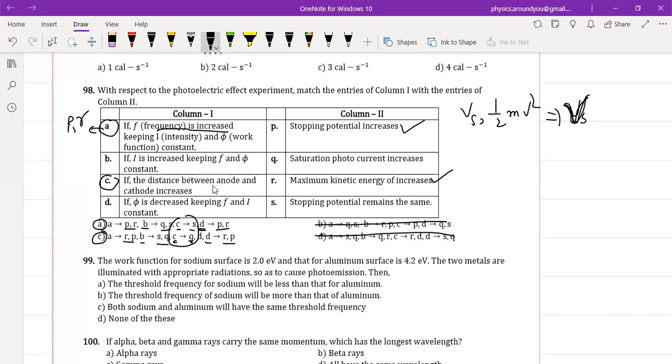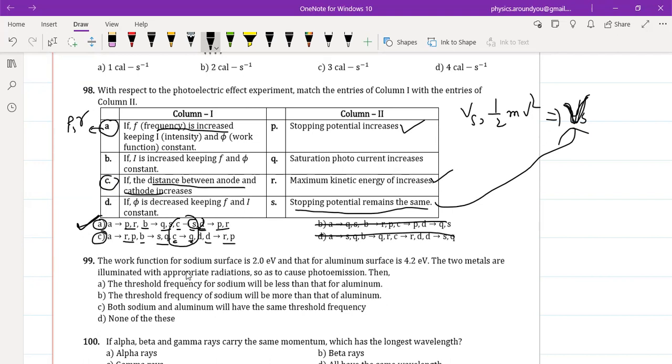C says if the distance between anode and cathode increases, then we look at choice S. Will stopping potential remain the same? Absolutely yes, because stopping potential depends only on the frequency and it doesn't depend on the distance between anode and cathode. We have hit the jackpot because C is correctly matched with S, straight away I can say that A is the right option. I did not go through B or D much. It is just solving two questions and looking at the options. I can take the maximum benefit of time over here. That is question number 98.